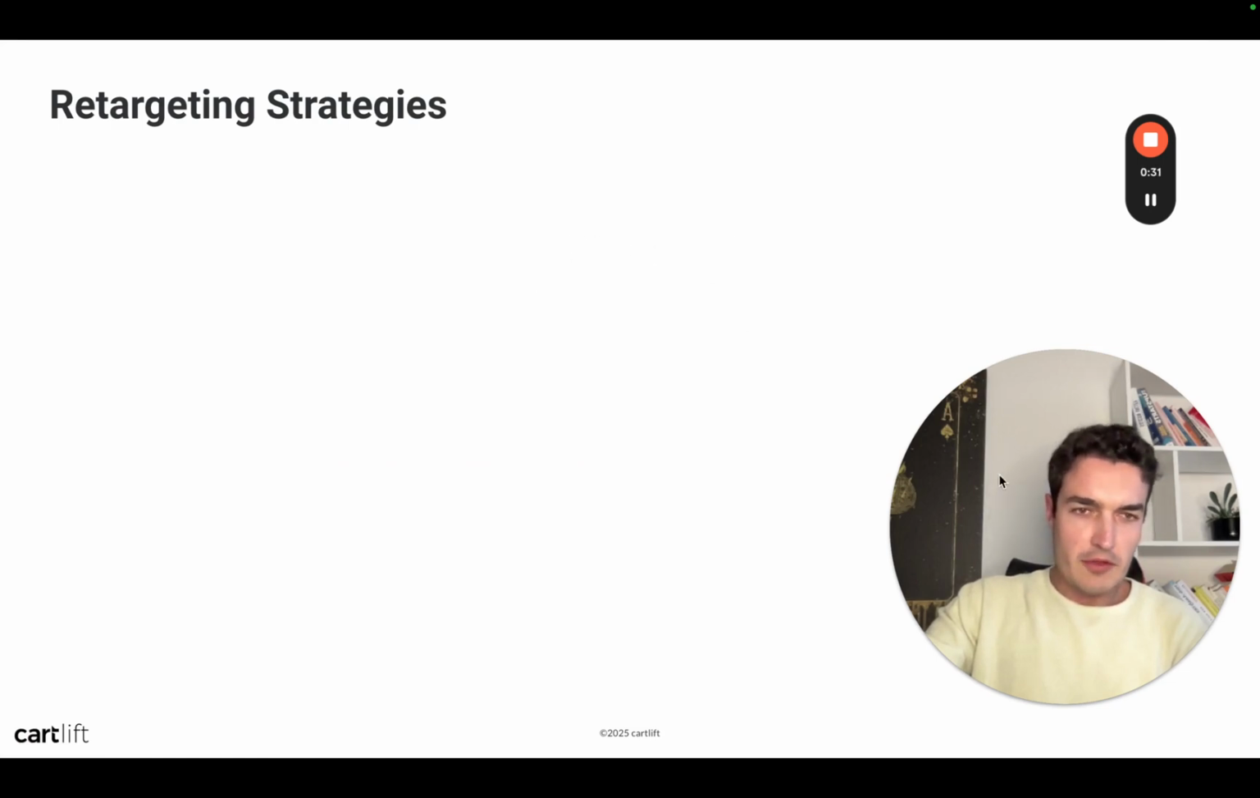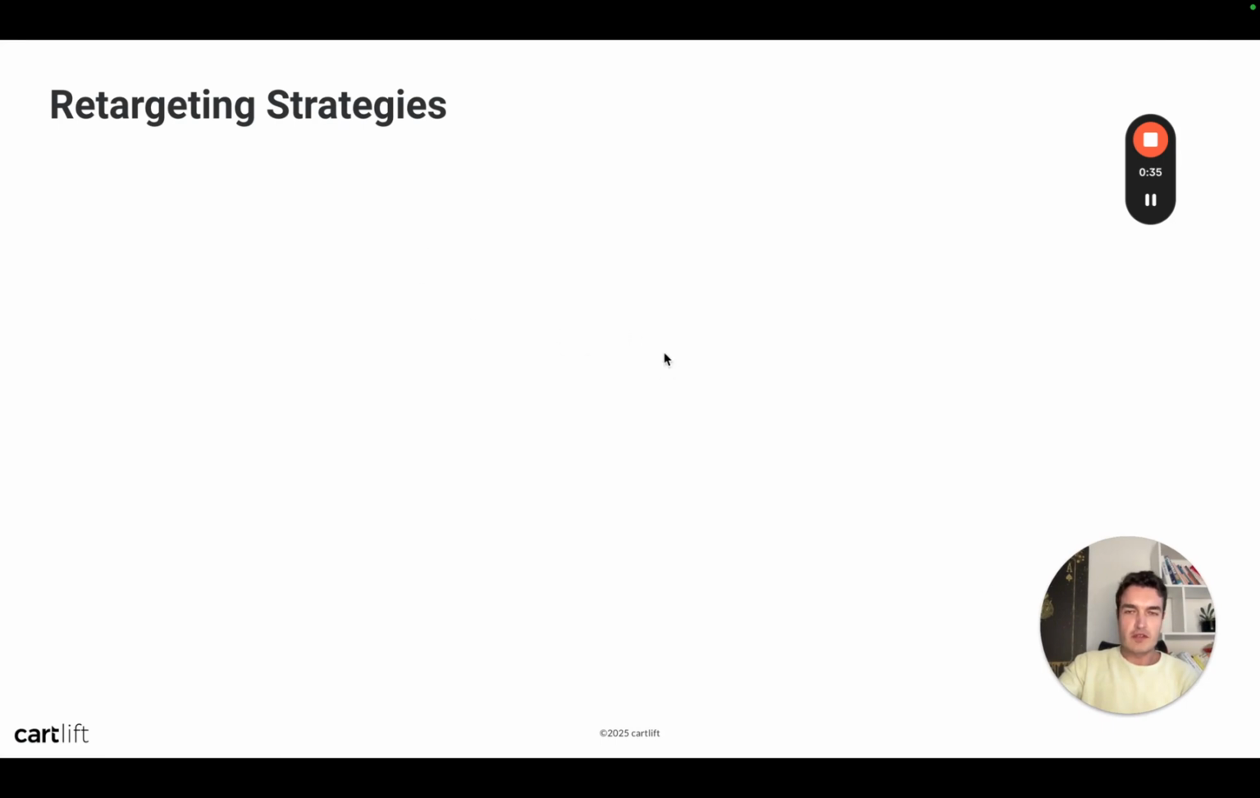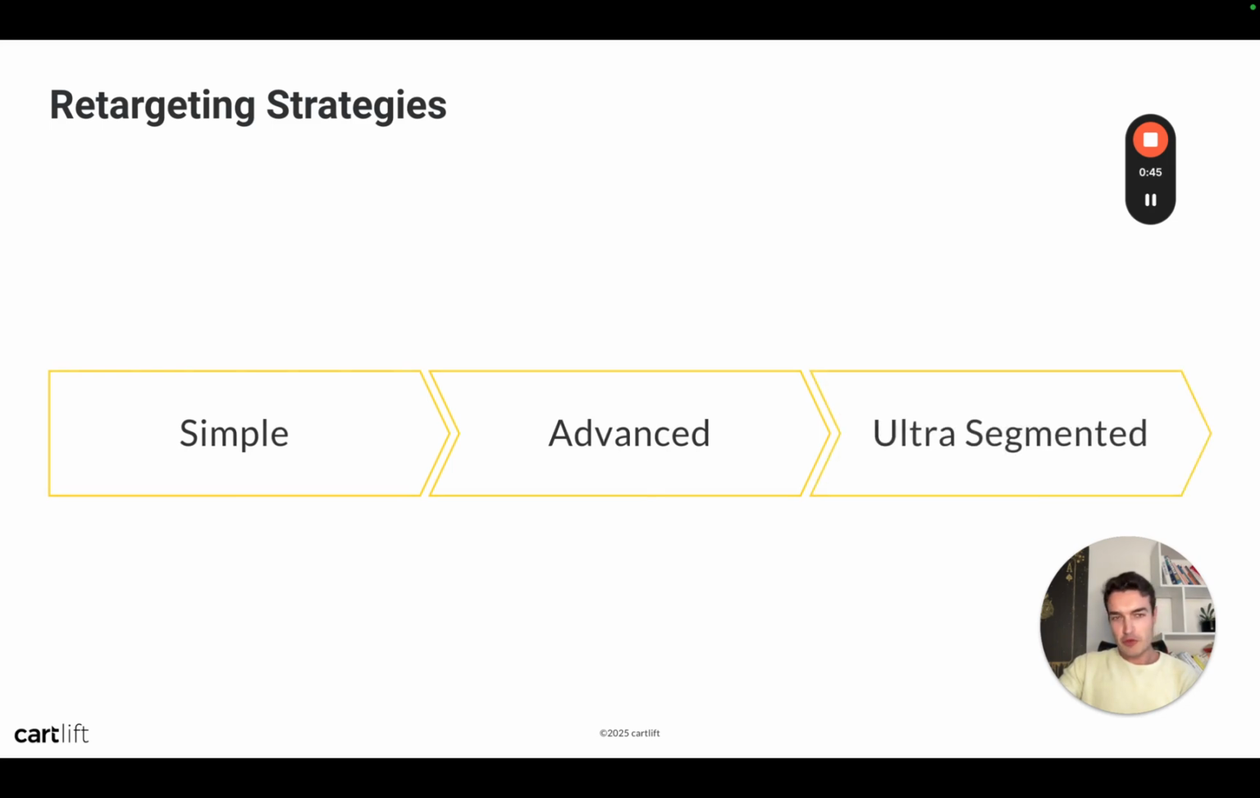In general, I would say there are three strategies when it comes to retargeting, and they are based on your business size. The first one, pretty straightforward, is simple retargeting. The next one is advanced retargeting, and the third one is ultra segmented retargeting. So here's what those three stages mean.